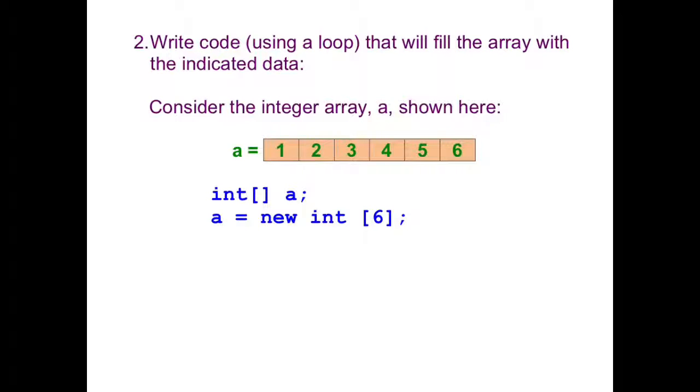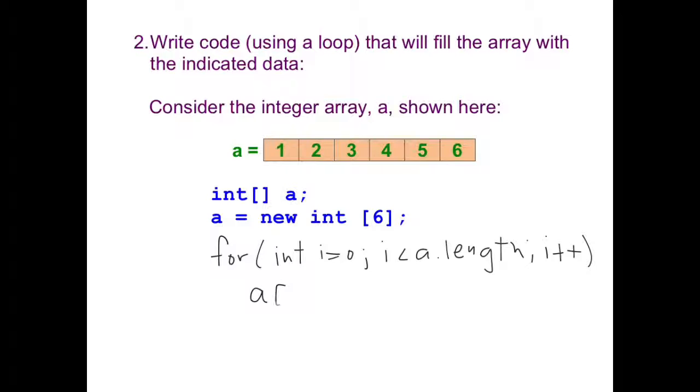So we're going to come down here and we're going to use a loop. So we're going to say for int I equals 0, I less than A dot length, and I plus plus. It's kind of the standard way for defining the values in an array. We're going to loop through systematically from 0 through the end. And we're going to say that A sub I is equal to.